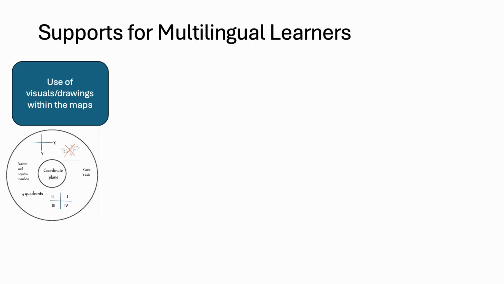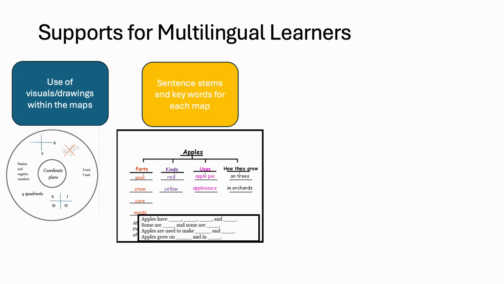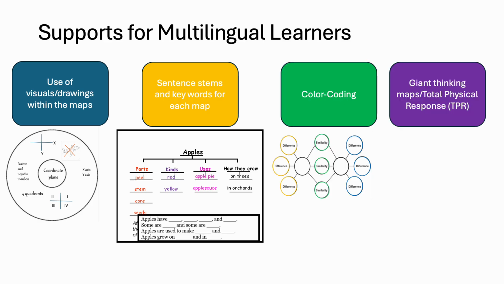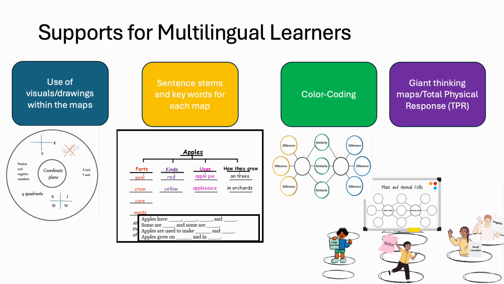Okay, we are going to move into the end of our part one with some supports for multilingual learners. The first one is the use of visuals. We're big on visuals. Visuals are great within the maps. And the second one is going to really focus on using sentence stems and keywords for each map, because we want students to use the map as a tool with which to produce language, both orally and in writing, as you can see in the example with apples.